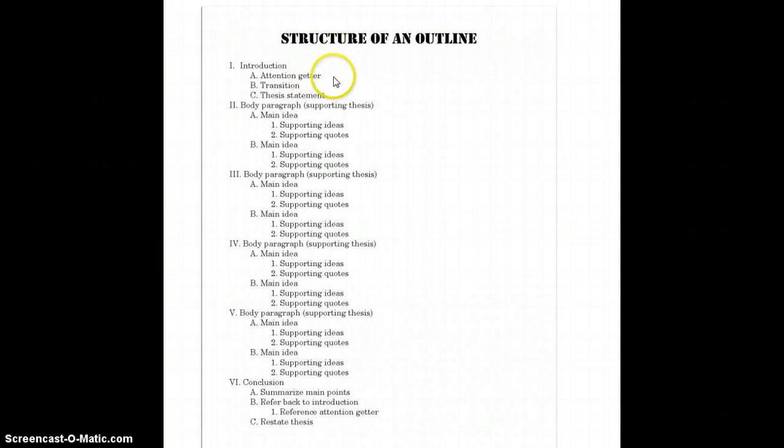First thing you should have in your introduction is an attention getter. That's where you place an anecdote, a quotation, or an interesting fact. After that, you should transition at some point into your thesis statement. Your thesis statement is the argument you are making. Remember, a thesis statement must be able to be argued two different ways.